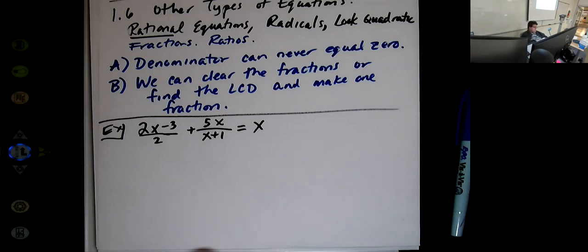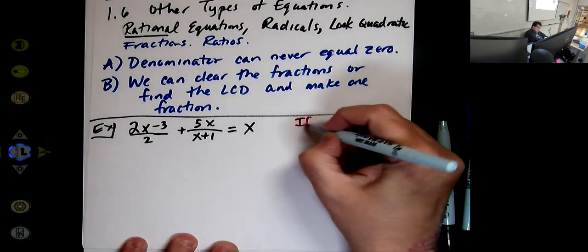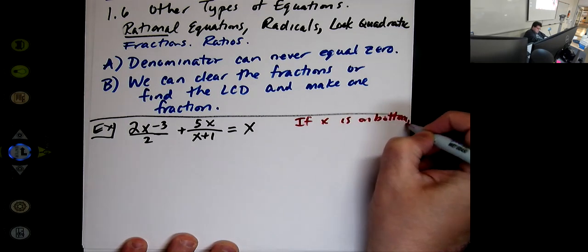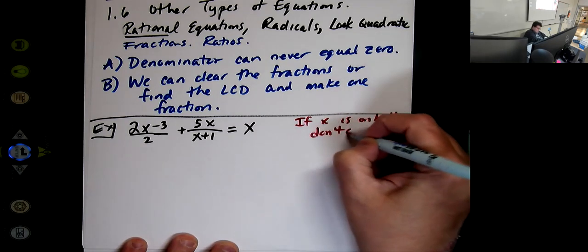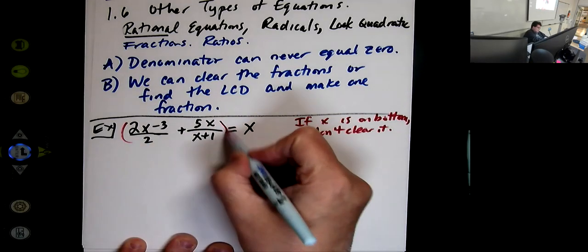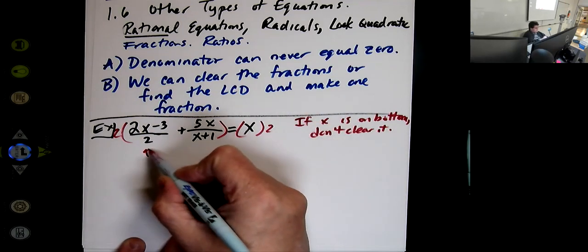I'm going to say if it has an x in the denominator, leave it alone. Don't get rid of it. Clear any other fraction. So if x is in the denominator, don't clear it. I'm just going to multiply everything by 2, which will clear that fraction.